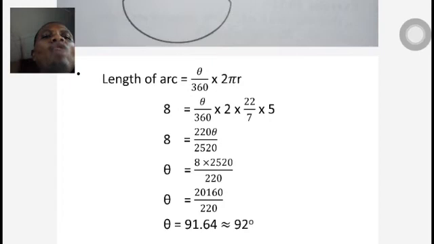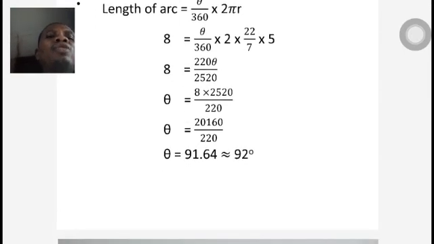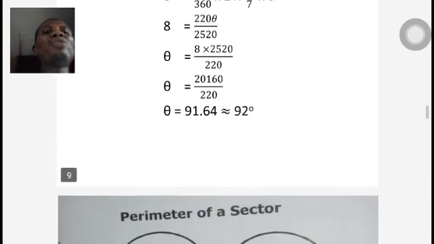Then when you make theta the subject of the formula, you are now going to have 8 times 2520 over 220. From there, 8 times 2520 gives us 20160 over 220. Now divide it, 20,160 divided by 220, you have 91.64. So if you approximate that to the nearest degree, you have 92 degrees. So the angle of that pendulum is 92 degrees.